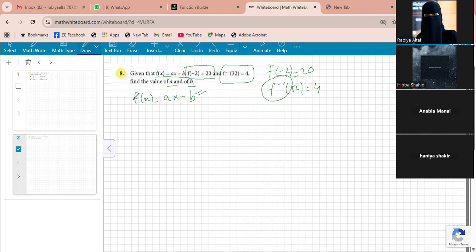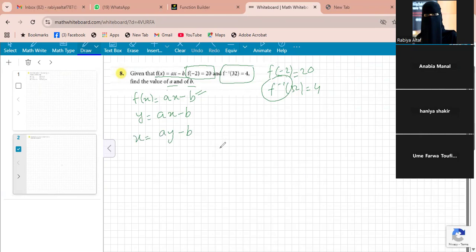Okay, so let's find its inverse function first. Again, we will follow the same steps. First step is replace f of x with y. This will be y equals ax minus b. What will be the second step? Swap y and x. Good. In place of y, we will write x, and this gives y minus b. Now we need to isolate y.